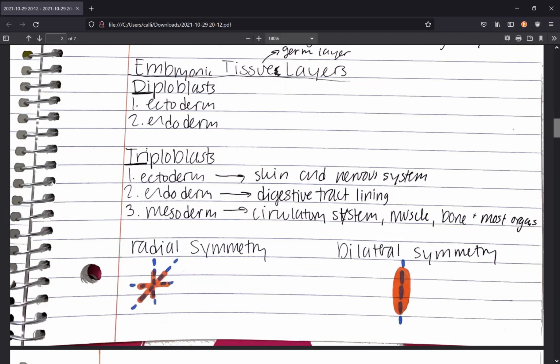Then we can begin to talk about embryonic tissue layers, also known as germ layers. Diploblastic animals have an ectoderm and an endoderm. Triploblasts have an ectoderm, an endoderm, and a mesoderm. The ectoderm gives rise to the skin and the nervous system. The endoderm gives rise to the digestive tract lining, and the mesoderm gives rise to the circulatory system, muscle, bone, and most organs.